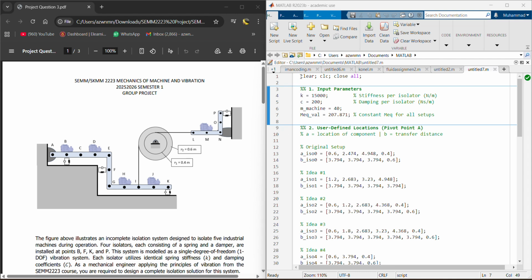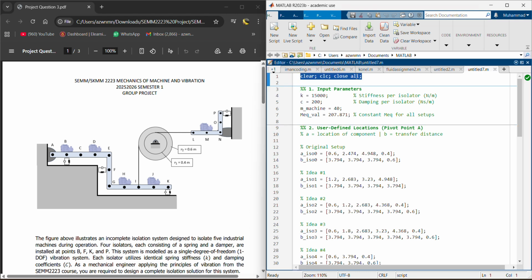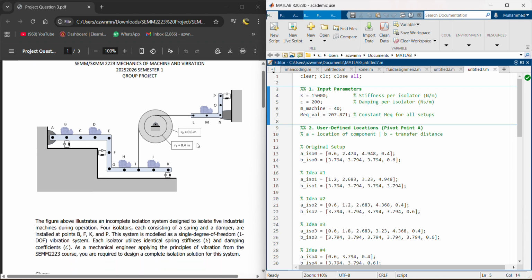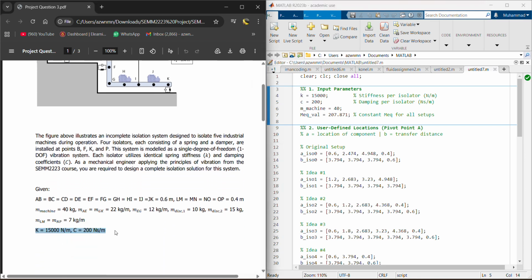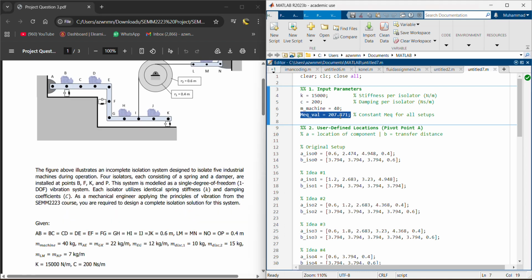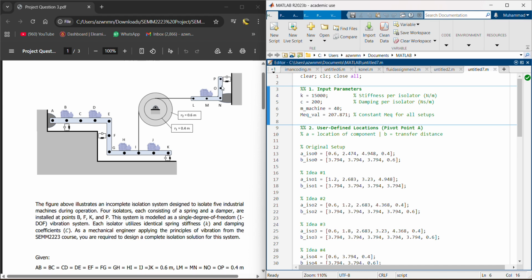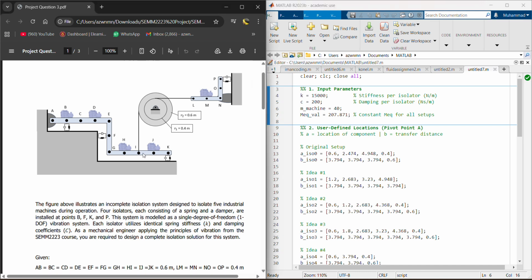First of all, we have clear, clc, close all, to reset the coding. Second of all, we have K, C, and M equivalent values. This is where the constants given in this question are entered. The mass equivalent value is the mass of all this beam, this beam, and the 5 industrial machines, calculated to this point I, and all masses are constant for all ideas.